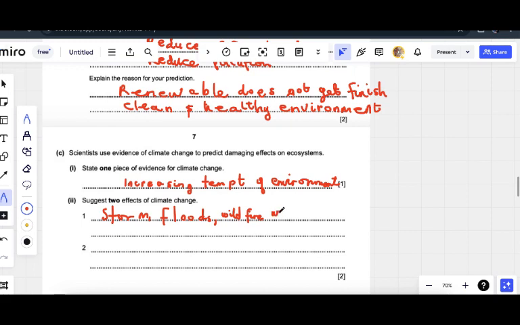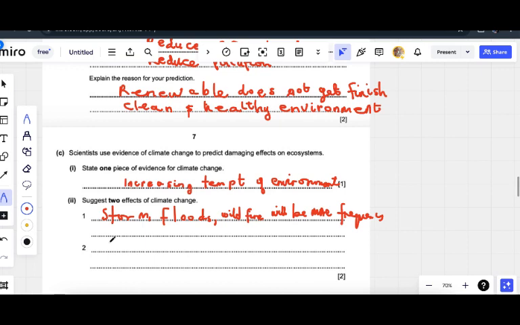One consequence of climate change will be more frequent storms, floods and wildfires. Okay, that's one. They asked us to give two, so you have to give two points to get the two marks. In the exam, you don't write beyond this dot. You come here, you write it here. There's a space here. Then the second one, we can write the second one, right?